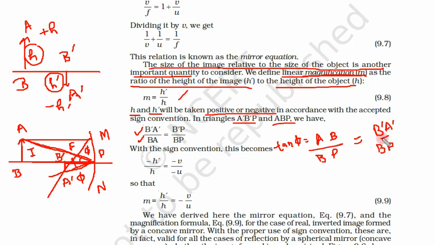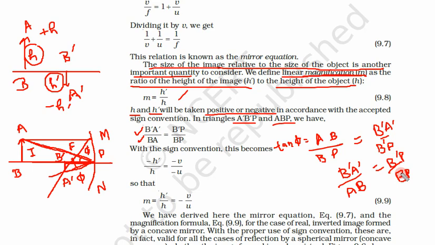Now let us write it in a different way. So B dash A dash upon AB must be equal to B dash P upon BP.